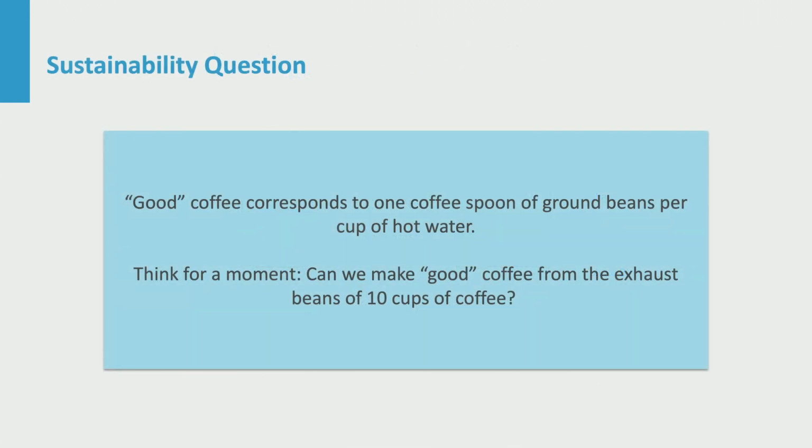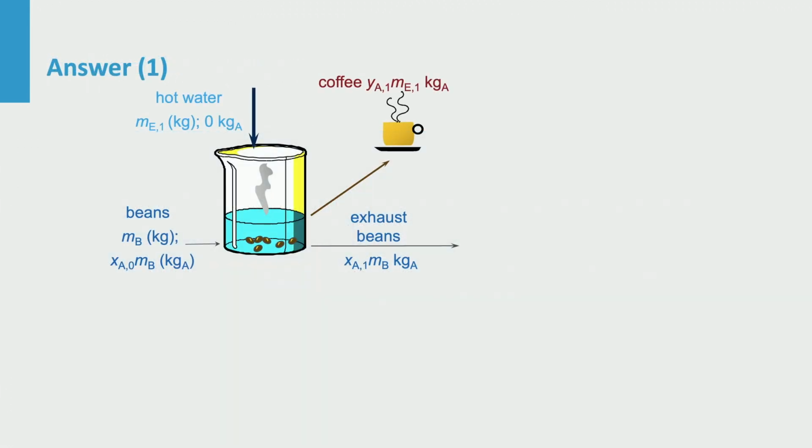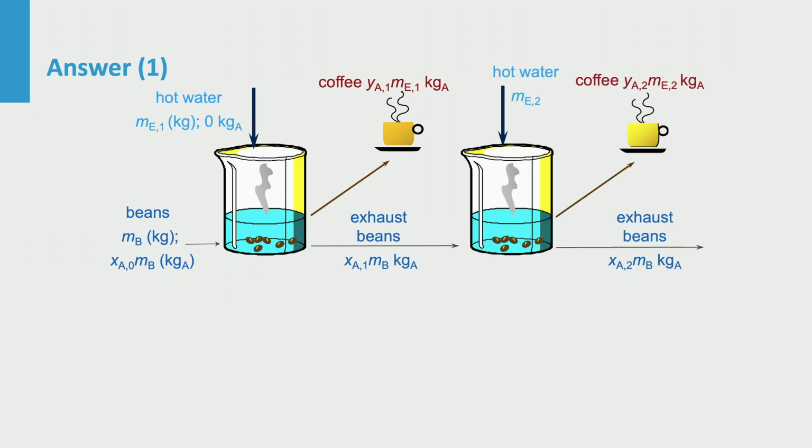Now let's go to a sustainability question. If making good coffee corresponds to 1 spoon of ground beans per cup of hot water, can we still make good coffee from the exhaust beans from, say, the first 10 cups of coffee that you have made? Think for a moment. To answer this question, we consider the mass m of beans and of hot water that we equilibrate, with the concentration of aroma components X in the beans and Y in the coffee after one equilibration step, stage 1, and after a second equilibration step of the used coffee beans and fresh hot water, stage 2.